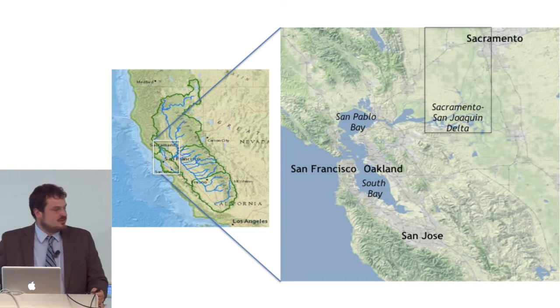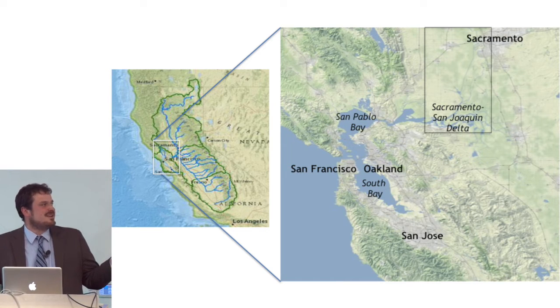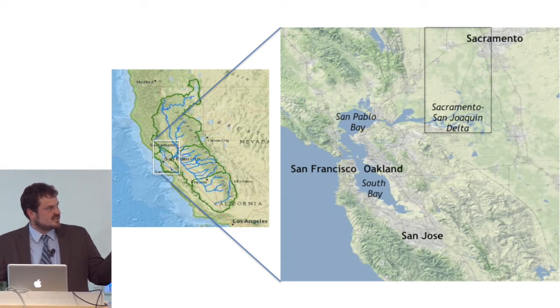So just to orient you, many of you probably know where San Francisco Bay is. But what we're talking about up here is the lower Sacramento River, which flows from the city of Sacramento downstream and enters the Sacramento-San Joaquin Delta right here. This is Suisun Bay and San Pablo Bay. And this whole system is an estuary here.